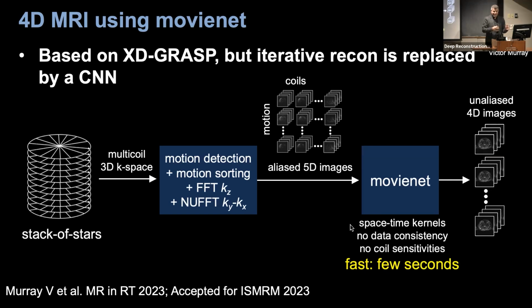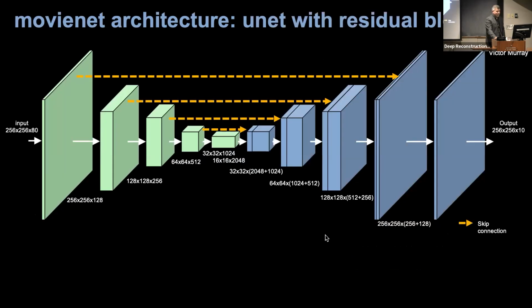So MovieNet is using these space-time kernels, no data consistency, no coil sensitivity. So the network will do all of that. And here the goal is to make it super fast, so that we can do this in a couple of seconds. So this is the architecture that we came up with after a few iterations. It's a standard architecture, UNets.